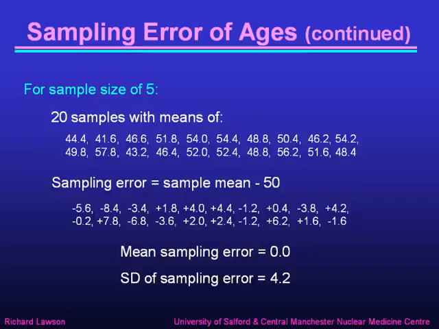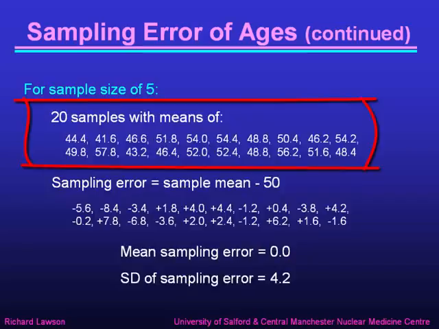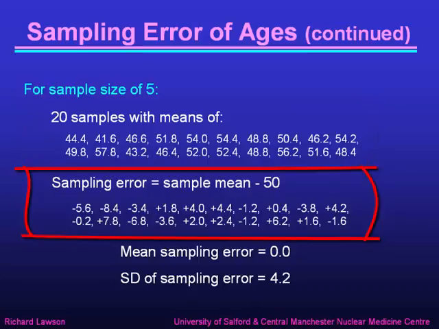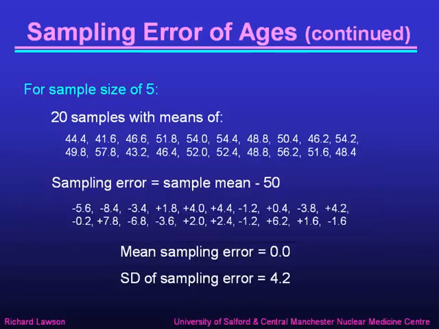If we go down to a sample size of 5, we've now got 20 samples with different means. We subtract 50 from each of those means and we get 20 different sampling errors. The average of those, the mean sampling error, again turns out to be 0, but now the standard deviation of the sampling error turns out to be 4.2, which is bigger again.